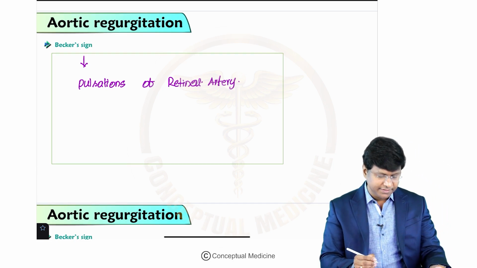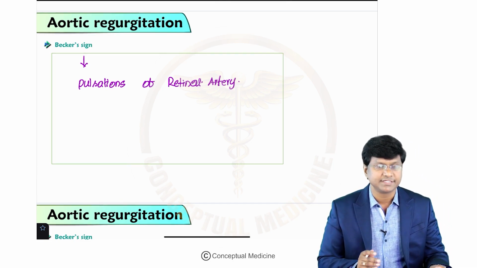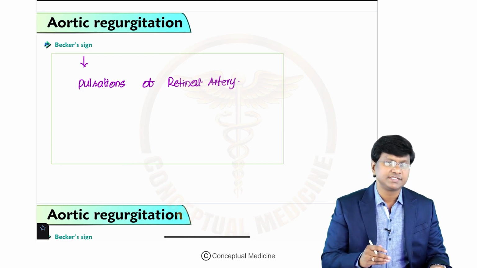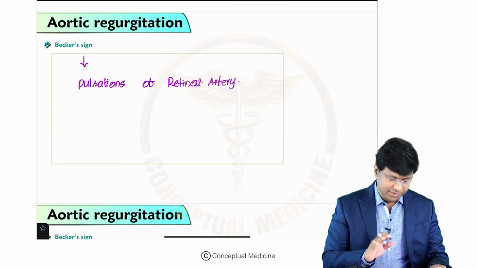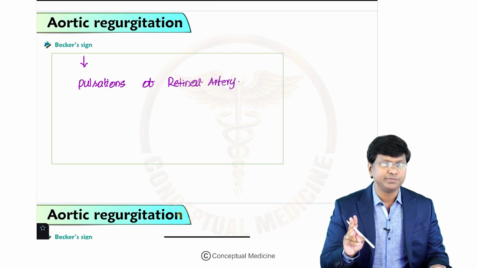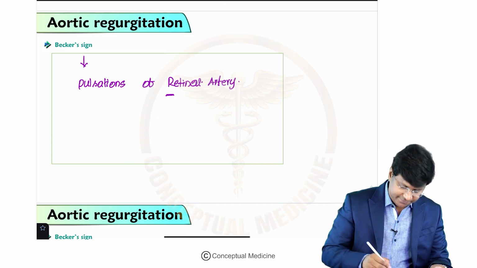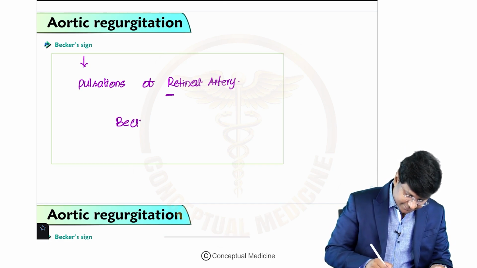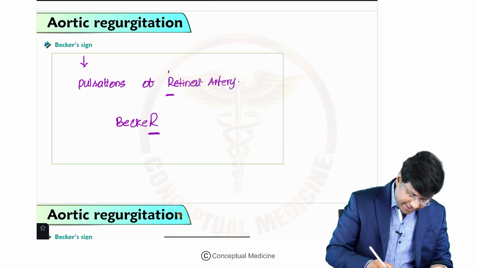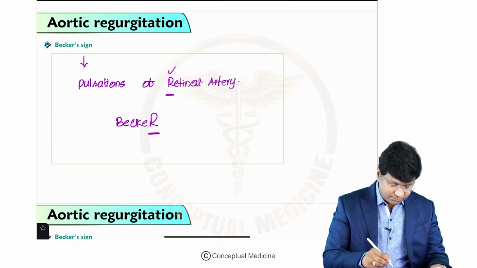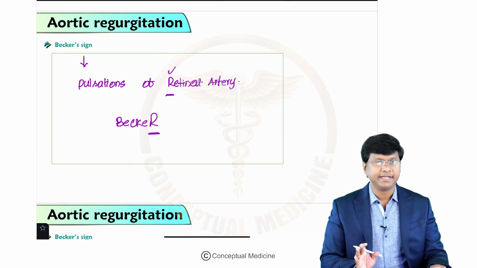Pulsations of the retinal artery is called the Becker sign, and these pulsations within the retinal artery will be there with every systole as well as the diastole. So these are the two important signs in the eye. Now how to remember this Becker sign? See, the word Becker ends with the letter R, and retinal artery also starts with the letter R. So that is nothing but your Becker.